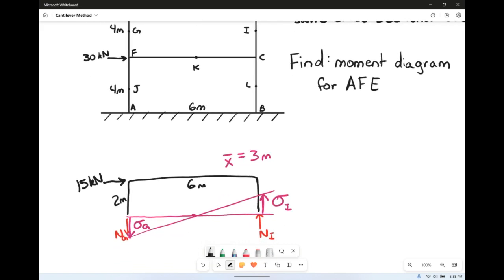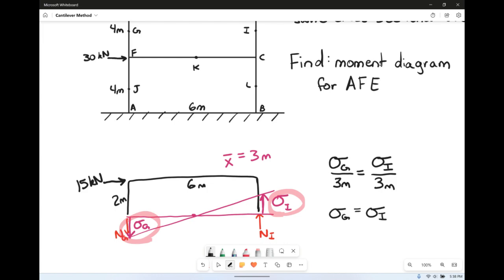So we have a little free body diagram, and what we're going to do is start off by talking about similar triangles. We have the similar triangles between our two stresses. So we're going to write that out. We have that stress G to the distance to the center there, X bar, is 3 meters. And similarly, the triangle for stress I is also a distance of 3 meters. Which does mean that stress G and stress I are equal to each other in this case.